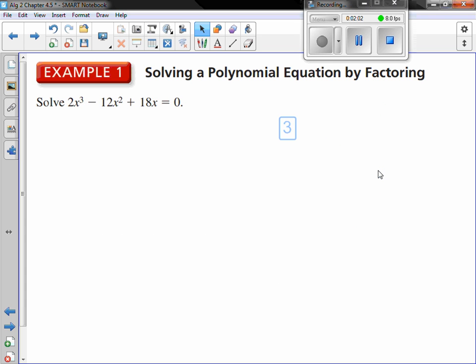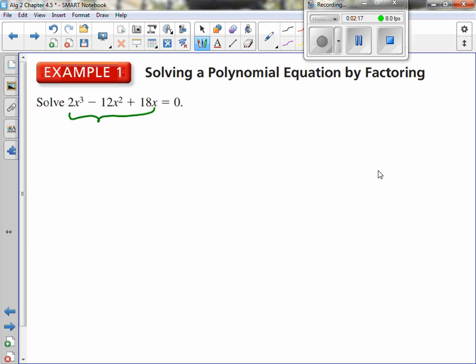Now, the first few that we're going to look at, we're going to solve by factoring, using the methods we learned last week. So let's look at this first one here: 2x cubed minus 12x squared plus 18x. Is there a greatest common factor between all three terms? Well, there's an x. Is there anything else?